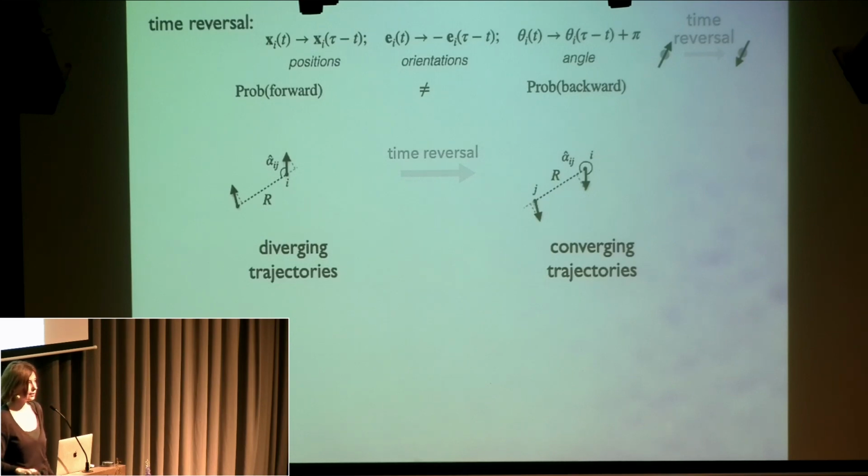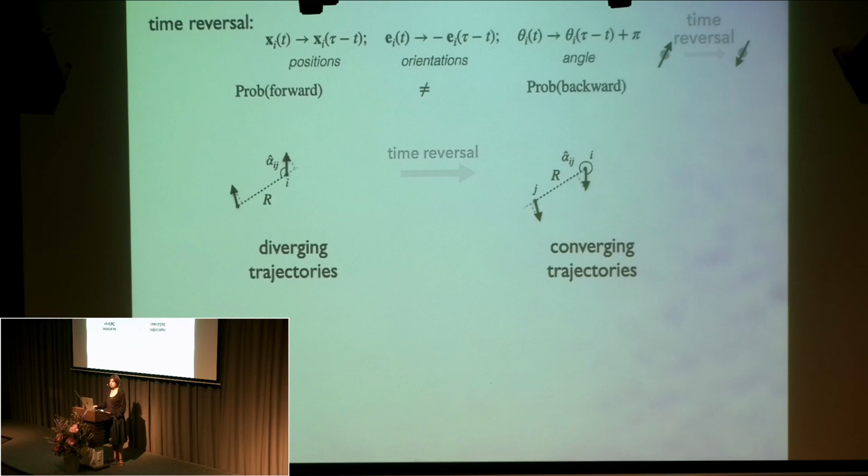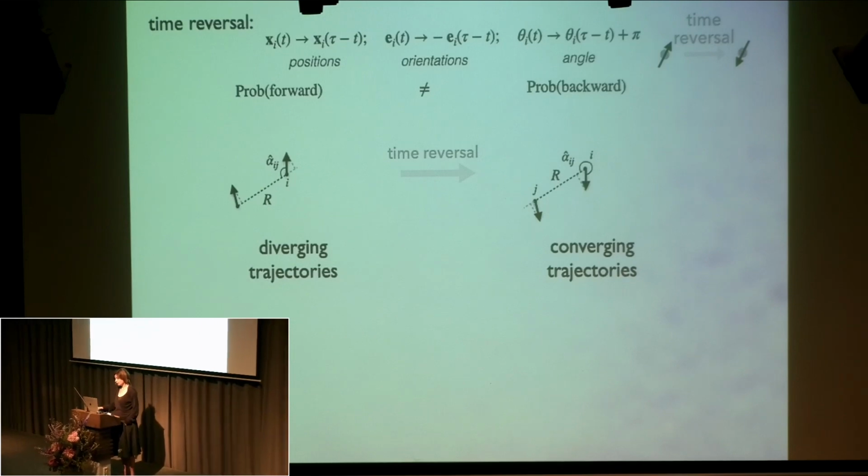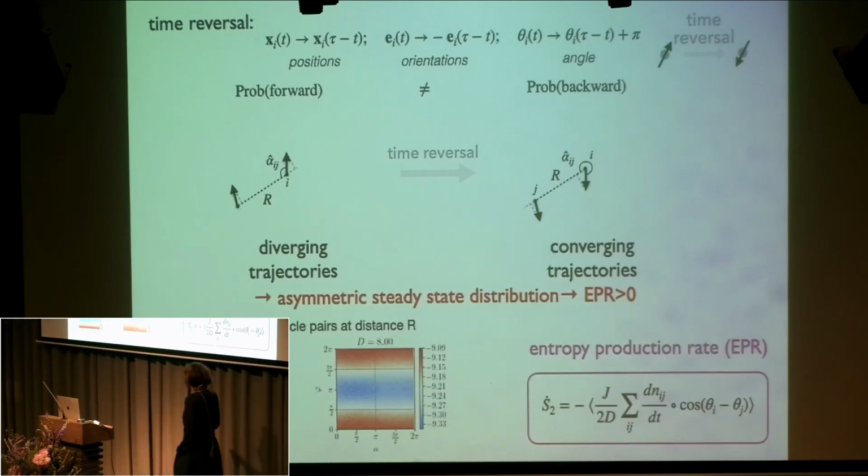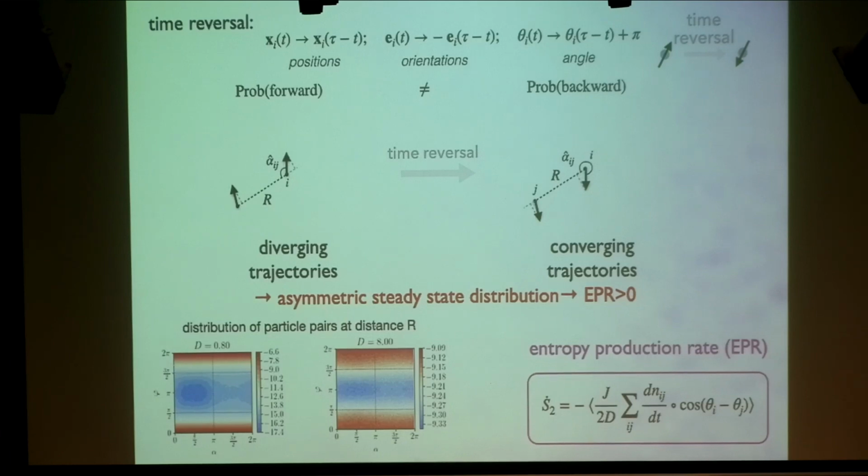And so we asked ourselves, is there an easier way than measuring the probability distribution over trajectories to find whether we're in the case that this and this are equally likely? And the answer is yes. All that you have to do is look at the steady state distribution of the system. In this case, you look at the distribution of particles at a given distance. And if it's asymmetric, so here it's as a function of angles, where we parameterize the system by the main angle of the flight and then the relative angle, then you get entropy production, and if you don't, then you don't.